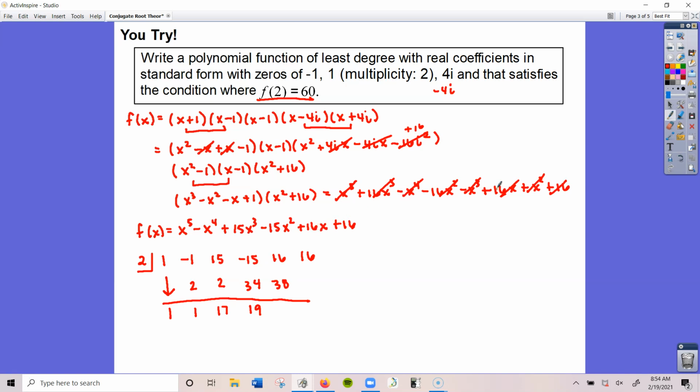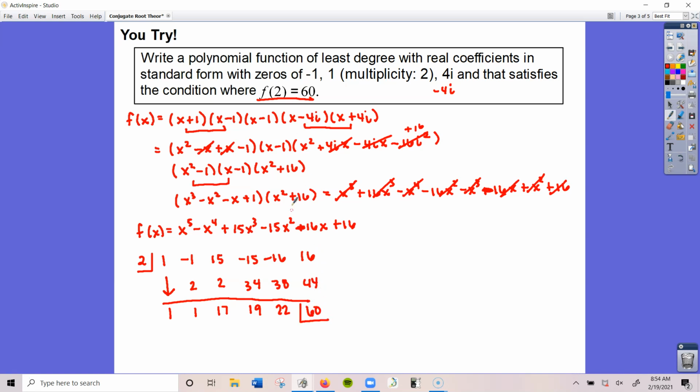Shouldn't this be a negative 16x? Oh, I had messed up here. This is supposed to be negative 16x because it's negative x times 16. So negative 16 plus 38 is 22. 22 times 2 is 44. And 16 plus 44 is 60.